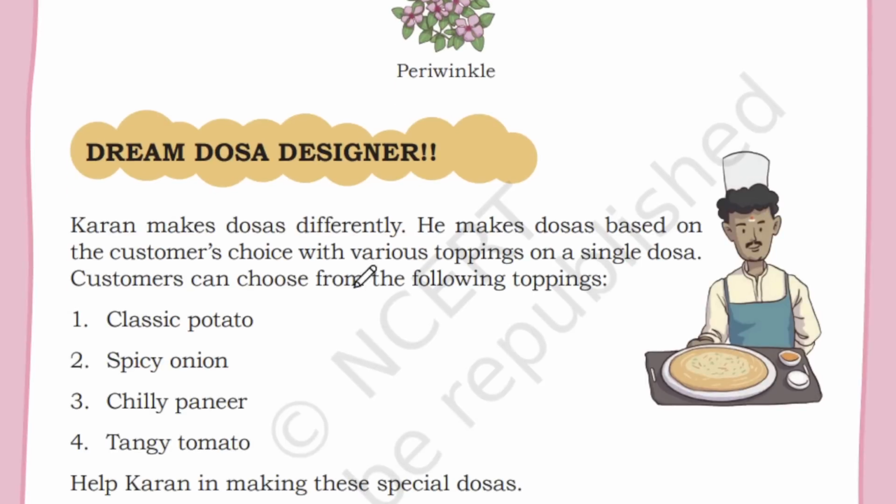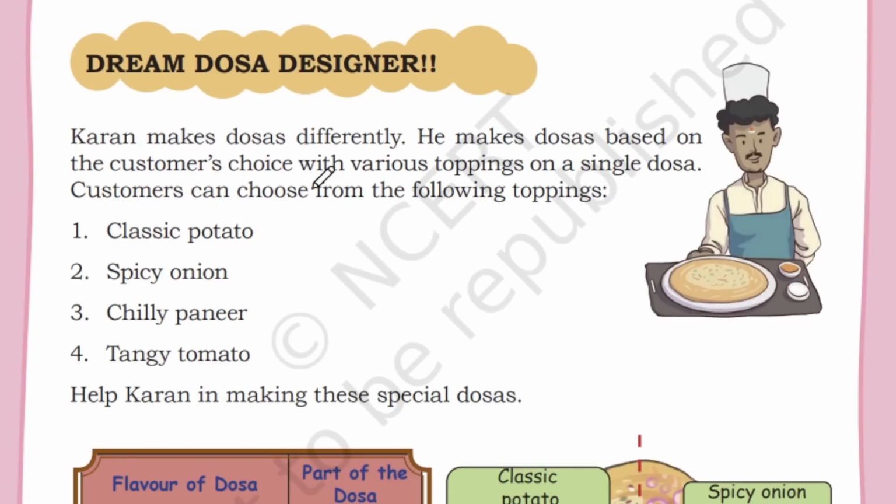So next, dream dosa designer. So Karan makes dosa differently. He makes dosa based on the customer choice with various toppings on a single dosa. Customer can choose the following toppings: classic potato, spicy onion, chili paneer, tangy tomato. Karan help in making these special dosas. So he is a dosa maker. Karan, what he's having? He is having like 4 different flavors so that he can apply on the top of the dosa.